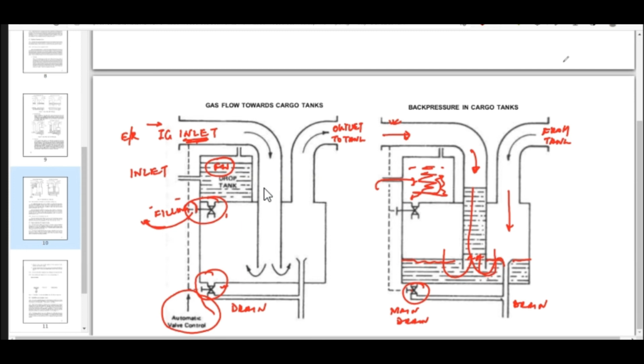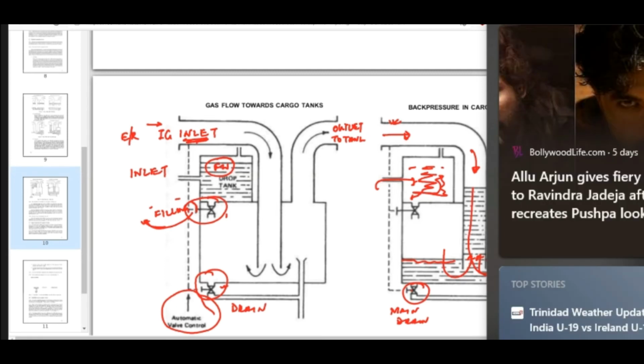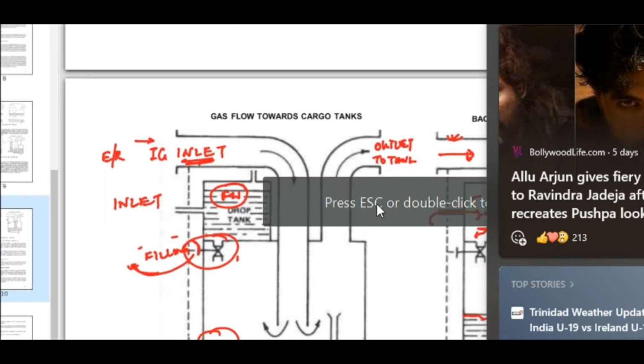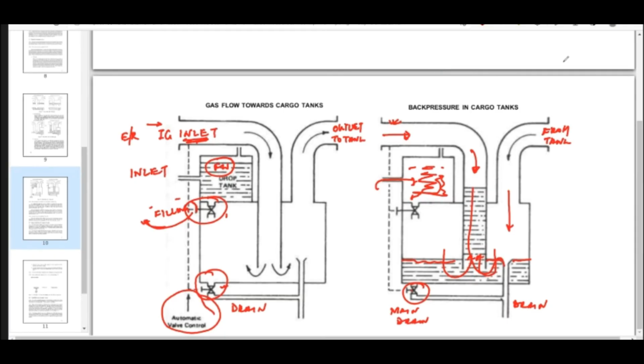Once you want to start the IG and the pressure increases in the inlet pipe, the drain valve will open and it will drain out the liquid inside the chamber. And once it is free, the filling valve is going to shut, and the drop tank will fill up with the liquid.